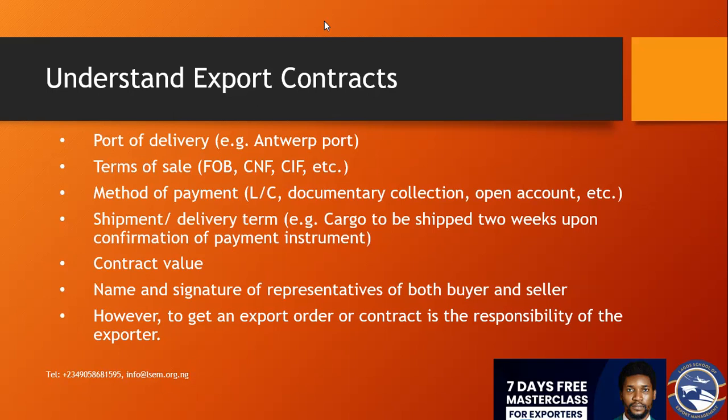I explained yesterday. So name and signature of representatives of both buyers and sellers. So there has to be representative for both sides, and your signatures have to be present on the contract. Then, however, to get an export order or contract is the responsibility of the exporter. So let's not forget that.